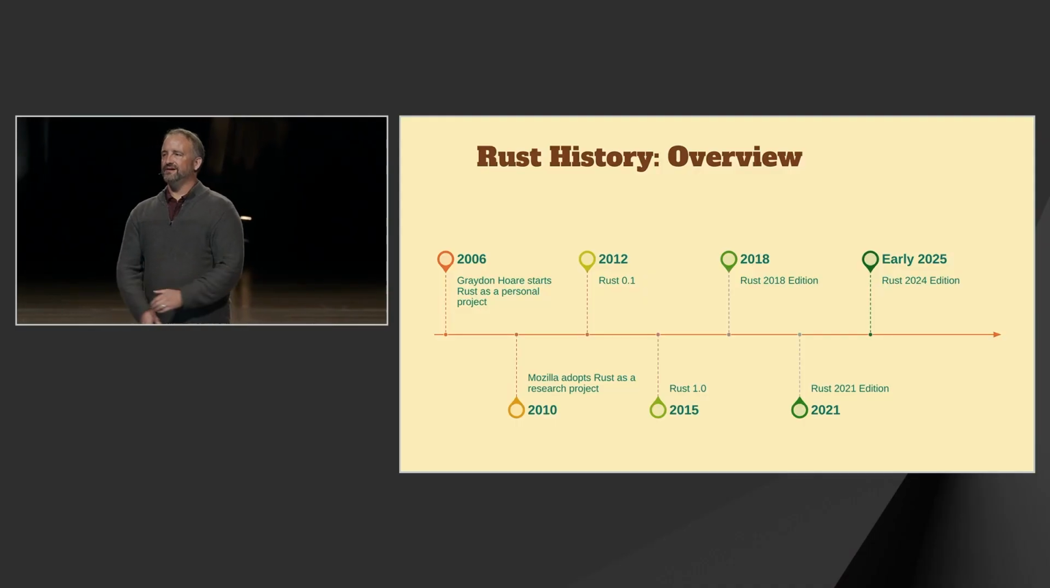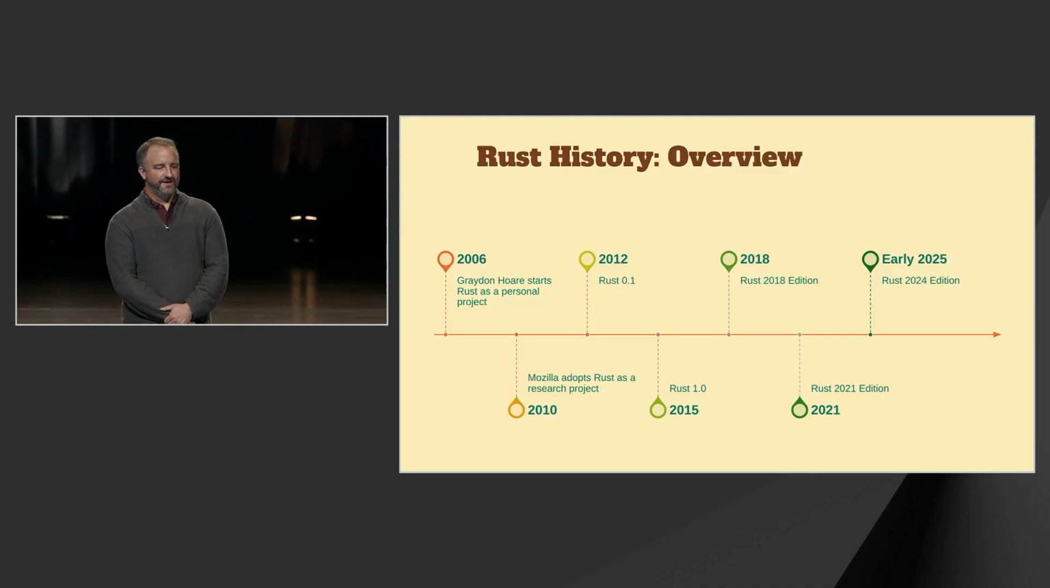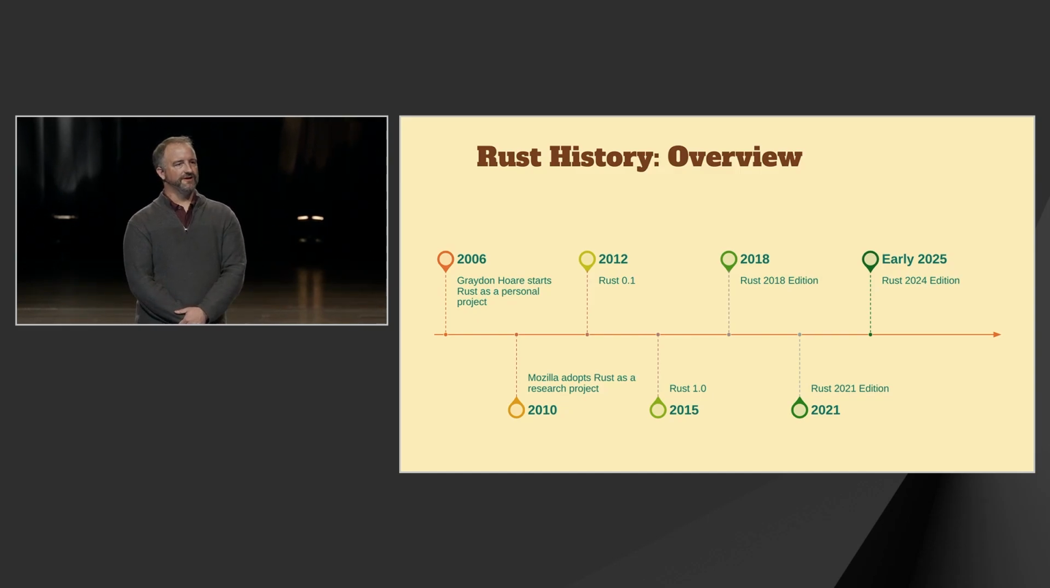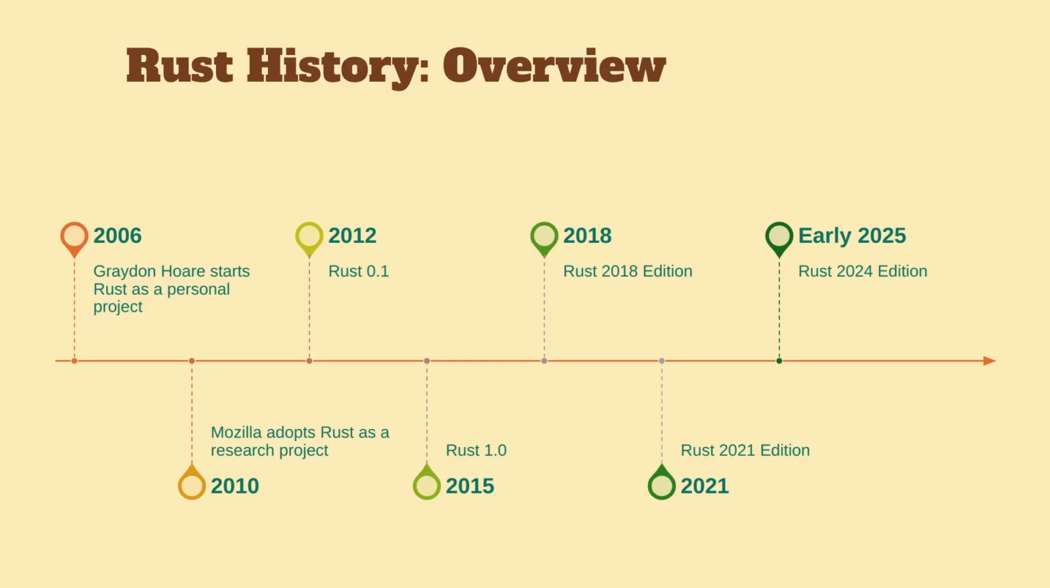Here's a timeline of the Rust project. Graydon started working on Rust back in 2006, and for a couple of years it was really just a hobby project that he was doing on his own time. But then around 2010, he shared it at Mozilla, where he was working. And Mozilla thought, hey, this is pretty cool. Let's put some more effort into it. Let's build a team. Let's keep experimenting with it.